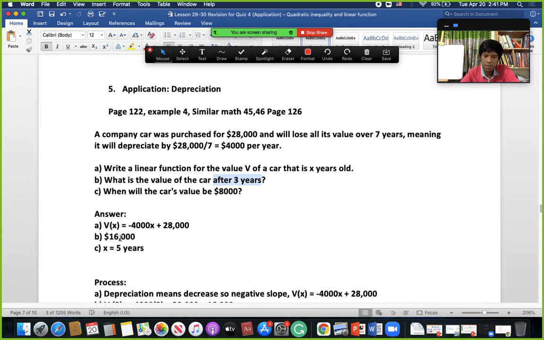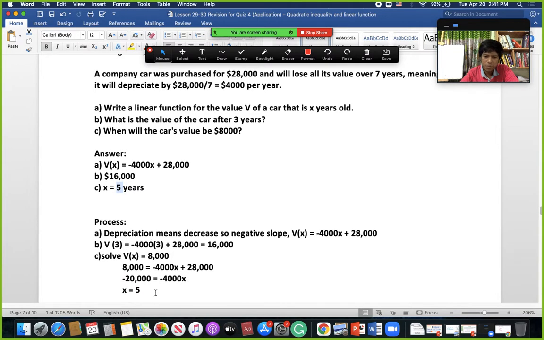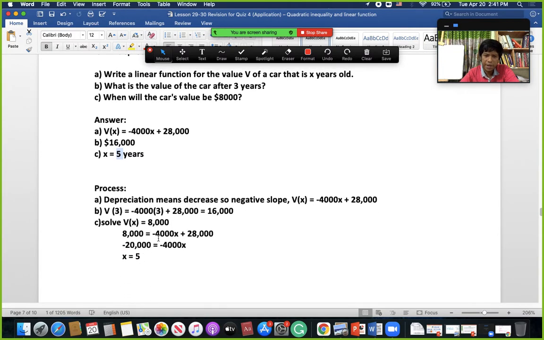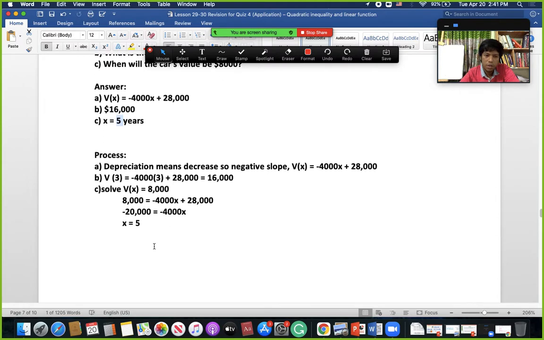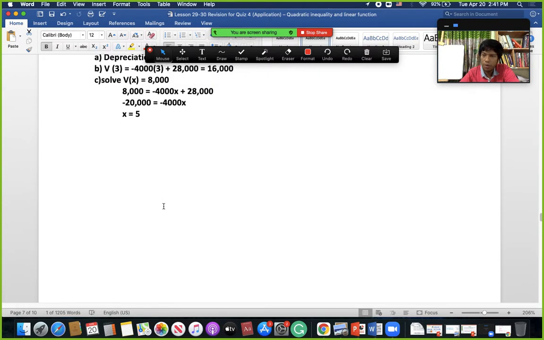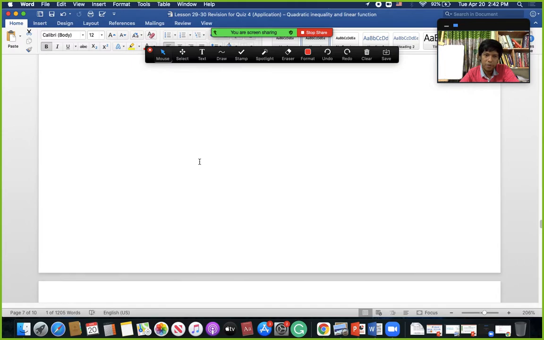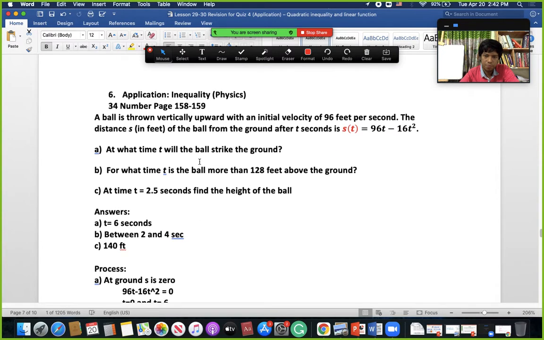The answer will be 16,000. And when is the time the car's value becomes $8,000? So we put 8,000 for v of x, because that is the value, and you find out x equals what. x equals 5 will come after the solution. And this is the process, and the math is slightly done here also. So you can have a look. We will share this file also with the recording.